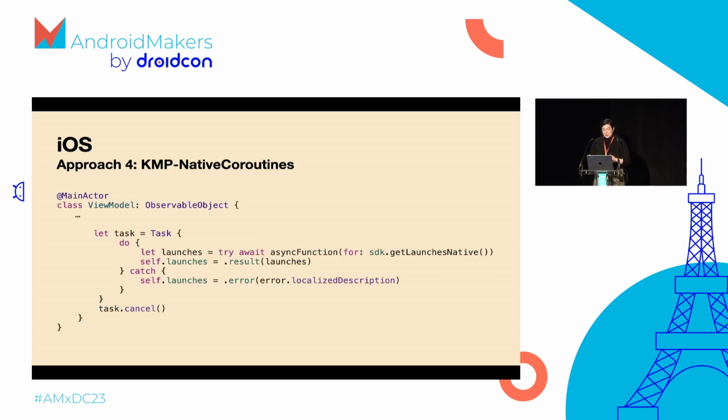But we're only going to talk about the open source one today. So the open source one is Rick Clefhuss's KMP native coroutines plugin and library. The plugin will see that there is a suspend function and will generate this getLaunchersNative function for our suspend function. You can see it over there.